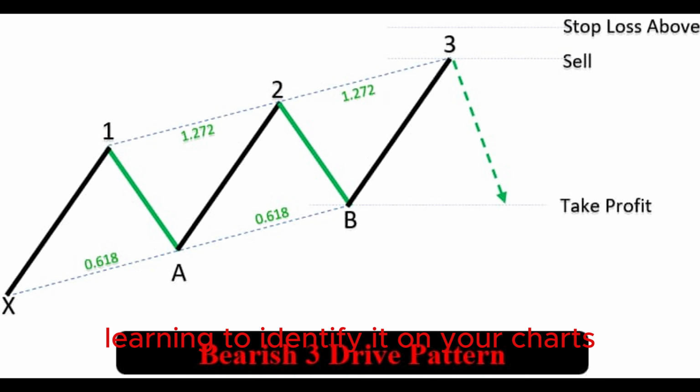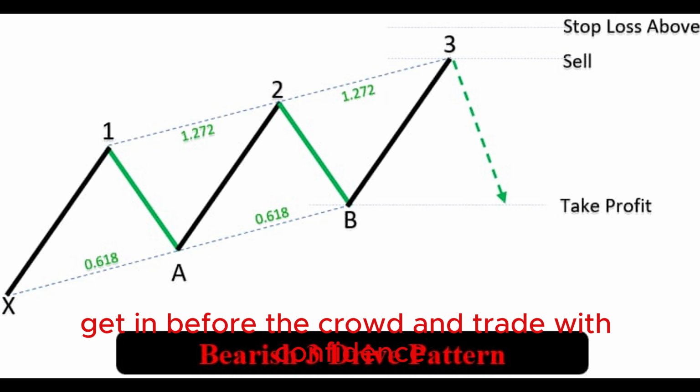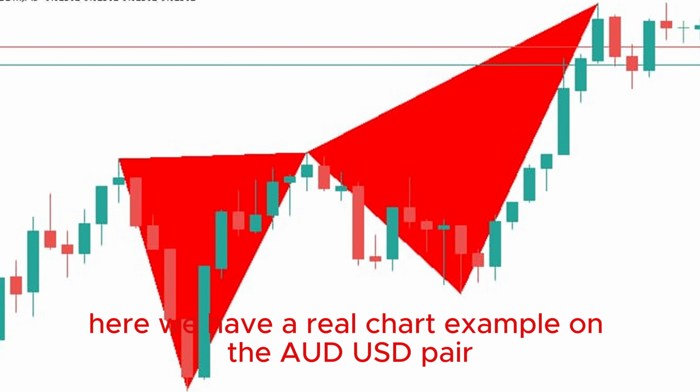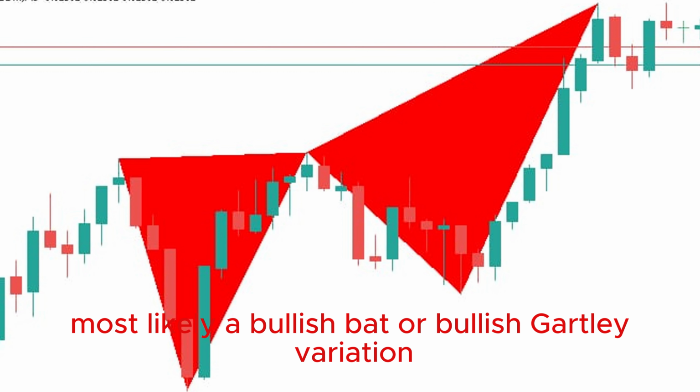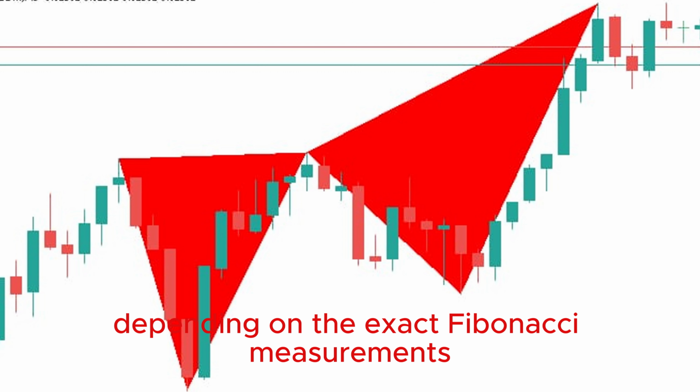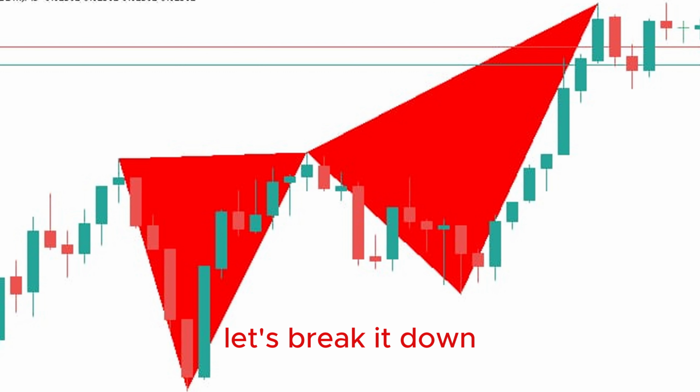Learning to identify it on your charts can help you catch reversals early. Get in before the crowd and trade with confidence. Here we have a real chart example on the AUD-USD pair, 5-minute time frame, showing a bullish harmonic pattern, most likely a bullish bat or bullish Gartley variation depending on the exact Fibonacci measurements. Let's break it down.